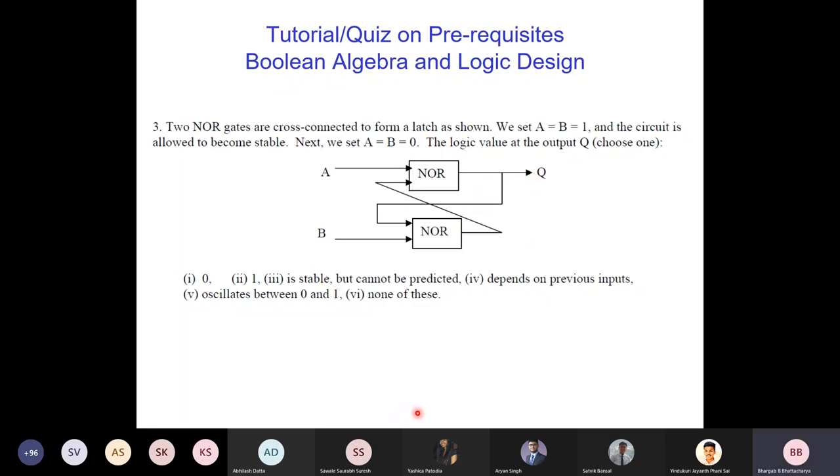There is no clock. So the question is: initially we set A equal to 1 and B equal to 1, and we allow the system to become stable. And then we make A and B simultaneously equal to 0. The logic value of the output would be: 0 or 1, may be stable but cannot be predicted; it may depend on previous inputs; it may oscillate between 0 and 1; none of these.